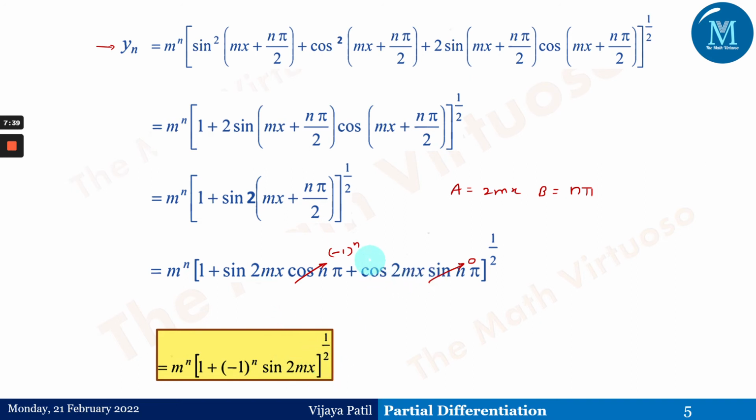Why? Because the second term, this particular term, is going to be 0 because of the existence of sine n pi in this particular case. This is an important question you can just understand here.